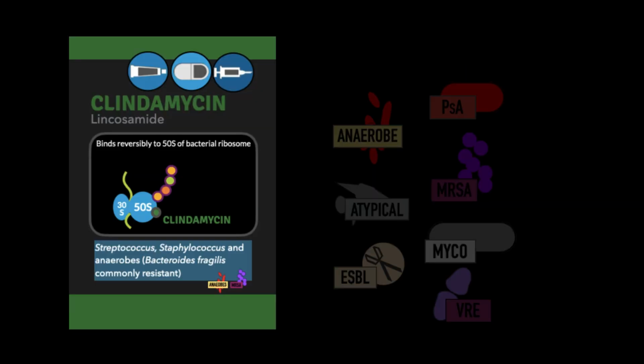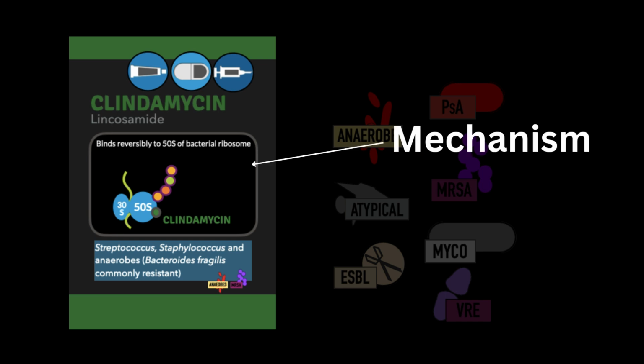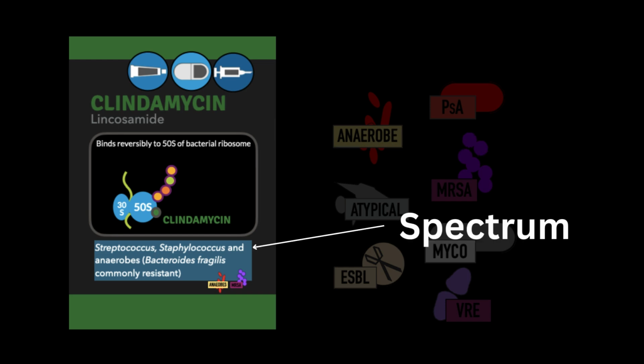This is a close-up of a single card. You can see there's quite a bit of information on there. On the top, there's icons. This is clindamycin, so it has a topical, oral, and injected version. So it has all 3 of the icons on it. Below that is the little cartoon that shows the mechanism of action. So this one works on the ribosome, and all of the ribosome-acting ones are going to be green in color.